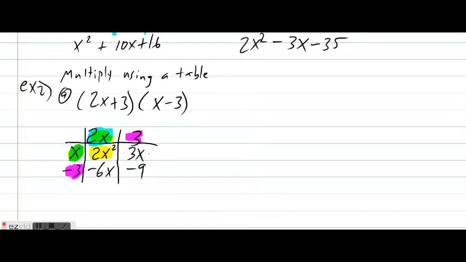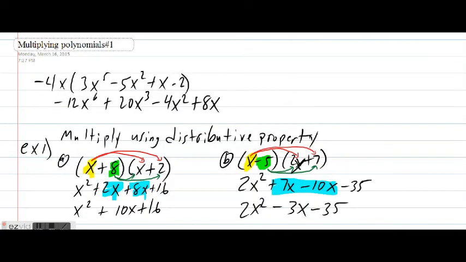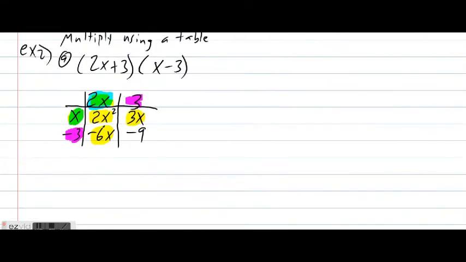And now, the thing I'm hoping you guys notice, oh, sorry guys. I'm hoping that you notice this 3x and that negative 6x are like terms. So we write down the 2x squared, add those two together, negative 6x plus 3x, negative 3x minus 9.